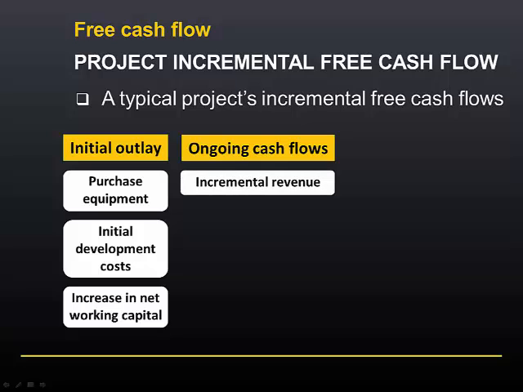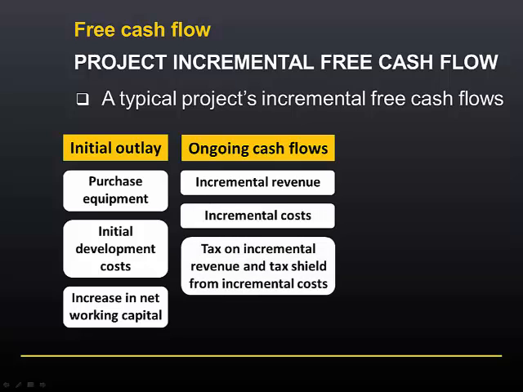We have incremental revenue, incremental costs, we have taxes associated with the revenue, and a tax shield from the incremental costs. A tax shield means that we pay less tax than we otherwise would because of a particular decision. And then we also have a depreciation tax shield. We pay less tax as a result of depreciation.